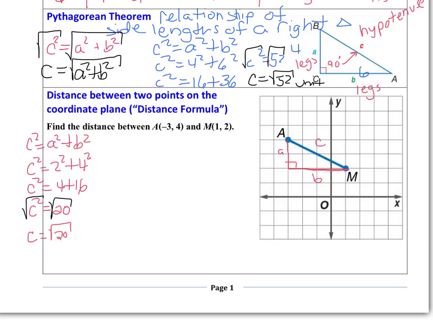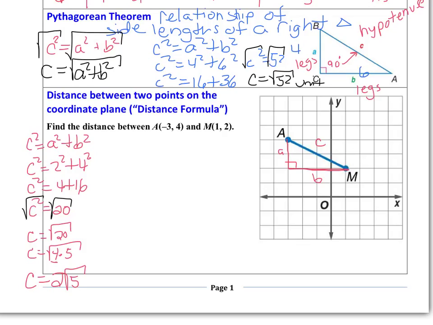Now, if you recall, in the beginning of the year I always told you to try to reduce that radical. So let's go ahead and do that now. We know that 20 is the same thing as 4 times 5, where 4 is a perfect square, so we might as well take that out, and we get 2 times the square root of 5, or shortened, we could say 2 square roots of 5. Now, what did we do there?